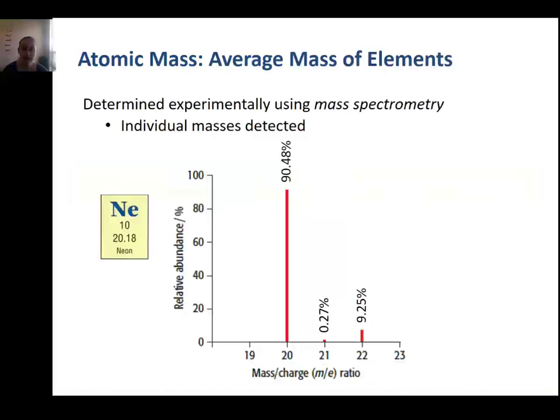Experimentally, the atomic mass is determined using a technique called mass spectrometry. Mass spectrometry can detect the individual masses and their relative abundance and produces this information as a spectrum, such as what's shown here. Actually, we'll see on the next slide that it detects a mass-to-charge ratio and how frequently that particular ratio is found at the detector.